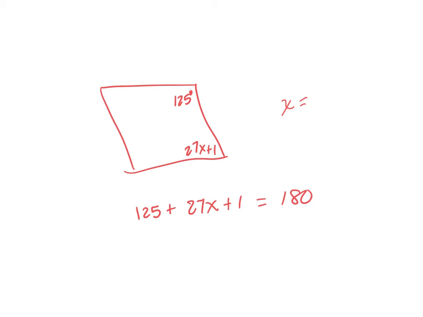What you set up is very important. If you make them equal to each other, you're going to get a value for x, but it won't be the right value. So what you set up is very important. So now I got 126 plus 27x equals 180. When I subtract 126 from both sides, I get, what, 54? Yes. And x equals 2 when I divide by 27.